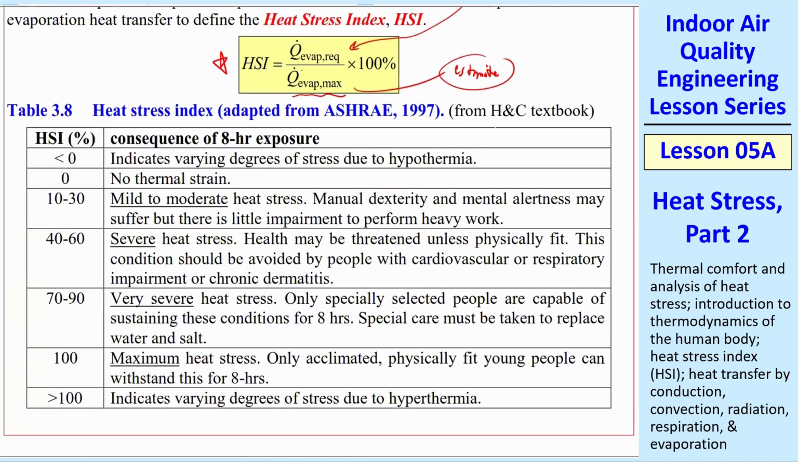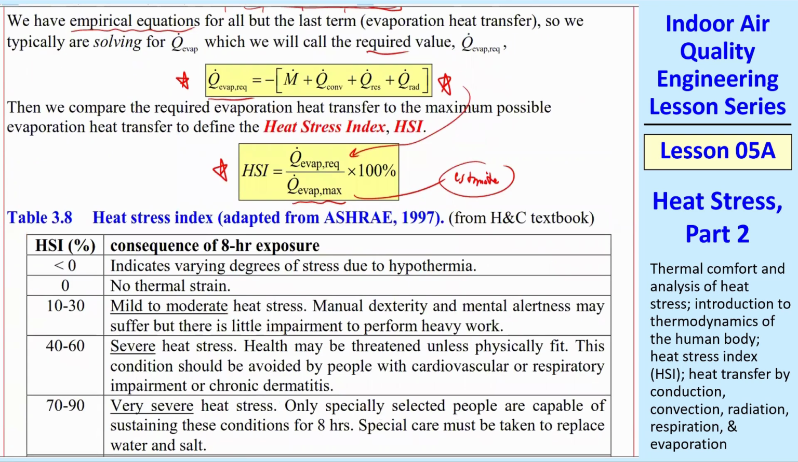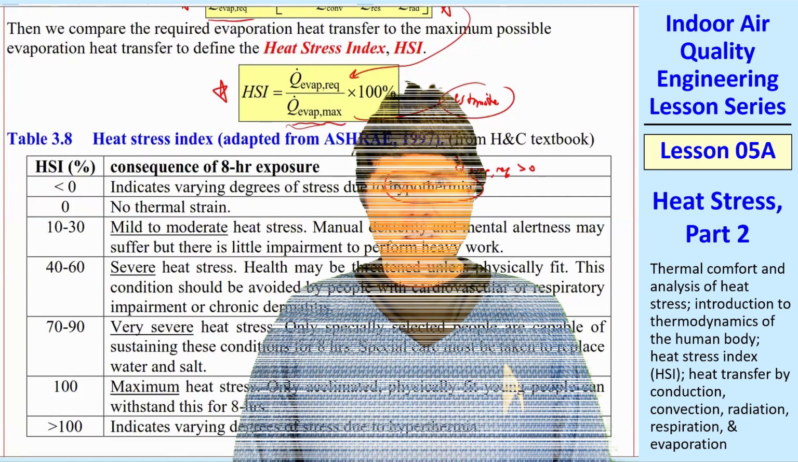If your q dot evaporation required becomes positive, which would be impossible, remember this one always has to be negative, this q dot evaporation max turns out to be negative. You're losing heat by sweating. So you got two negatives generally. If HSI is less than 0, that means one of these terms has to be positive. Q dot evaporation max can't be positive, so Q dot evaporation required would be positive, and that would be hypothermia. In other words, Q dot evap required is greater than 0. You would have to gain heat by sweating, and you can't do that.